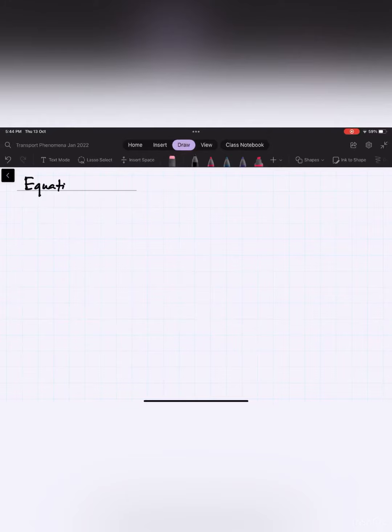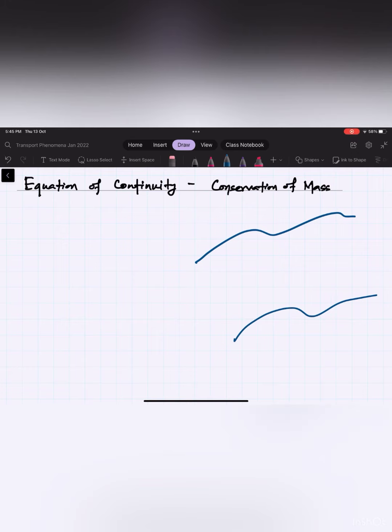Hello everyone, today we are going to derive the equation of continuity, or the continuity equation, or the equation of mass conservation, or you can also say conservation of mass. So let us consider a flow field. Within the flow field, let us consider a control volume. Here we are deriving it in a rectangular coordinate system, so we will take the control volume in the form of a cube.